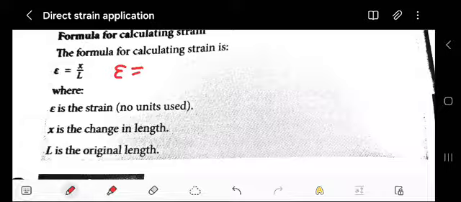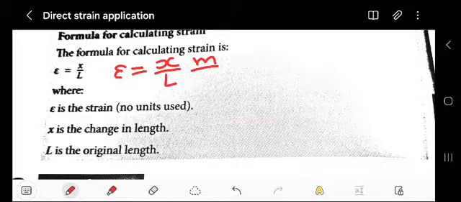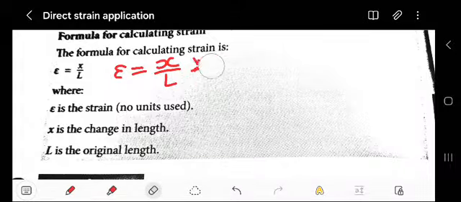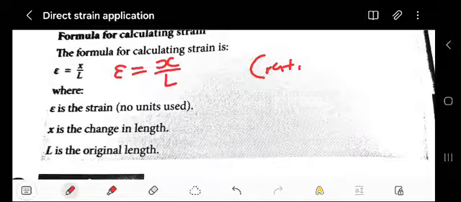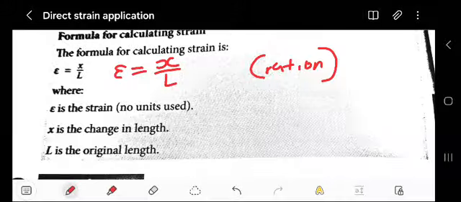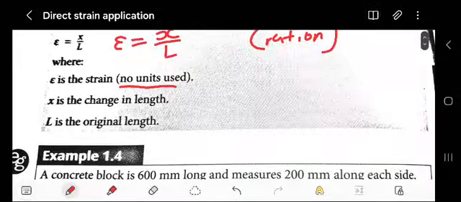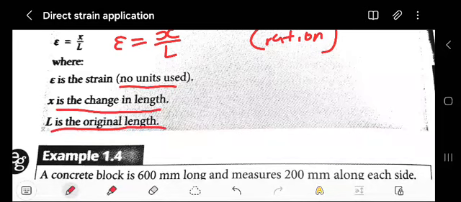which is equal to x over L, where x represents the change in length and L is the original length. This is measured in meters, and the meters will cancel. It is simply a ratio of lengths, so it has no SI units. As you can see, it has no SI units. x is the change in length, L is the original length.